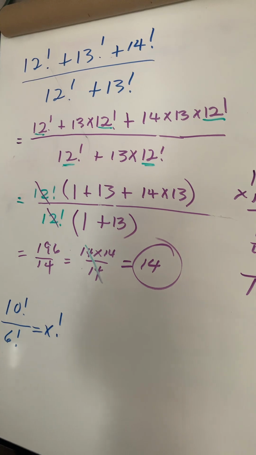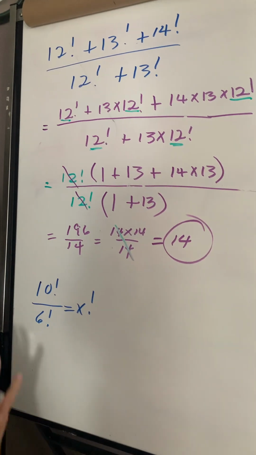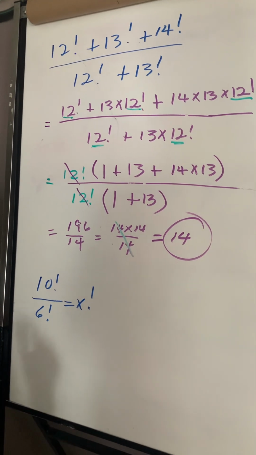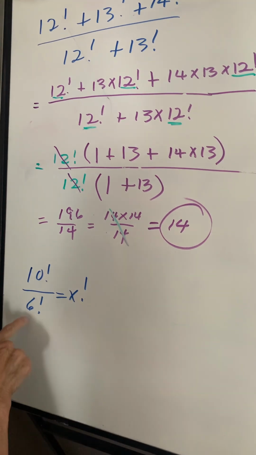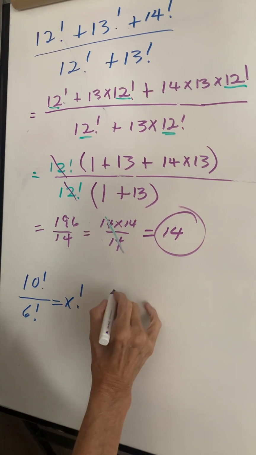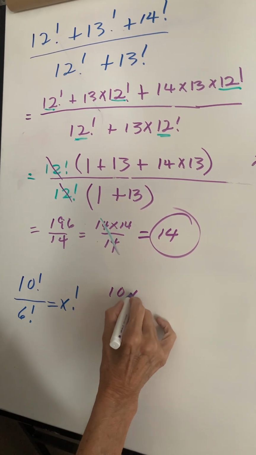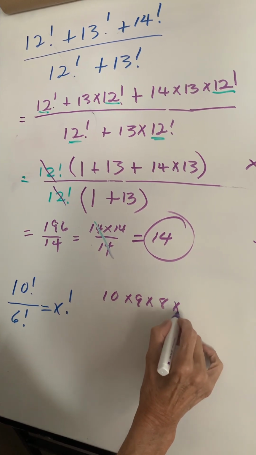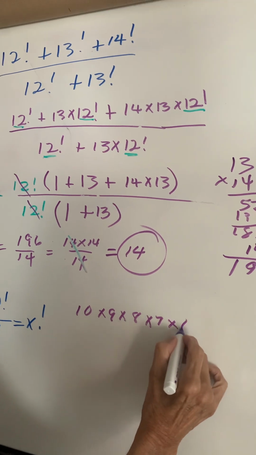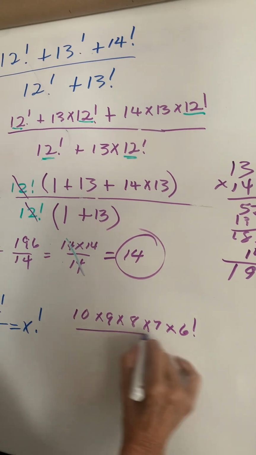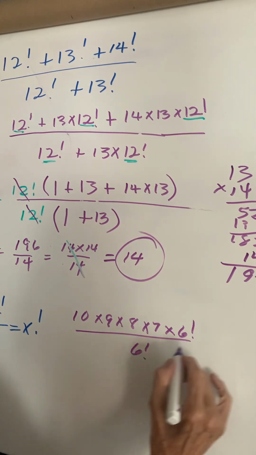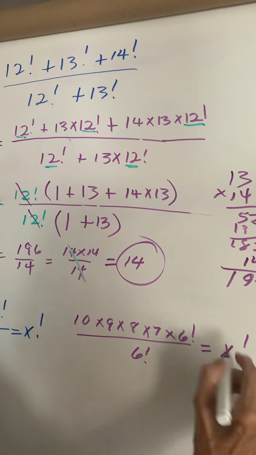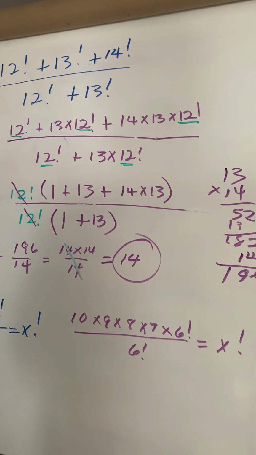Okay, the next question. I really love this question. It looks really simple, so it's pretty neat. So I have to reduce it to this. So it'll be 10 times 9 times 8 times 7 times 6 factorial over 6 factorial. And we have to find the value of x over here.